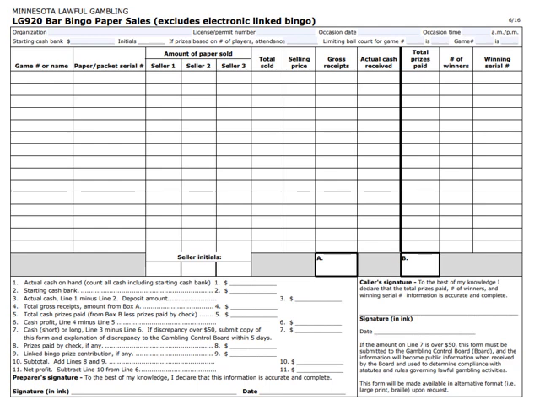There are instructions on this in the gambling manual and online. Again, this is the most common form for bar bingo paper sales. If you're doing other types of bingo, like in a bingo hall, there are other forms to use that are quite a bit more complicated than this, but most of you will be using this.